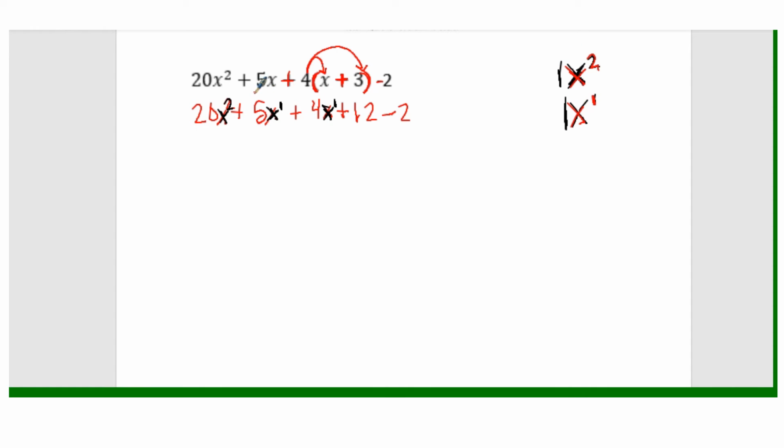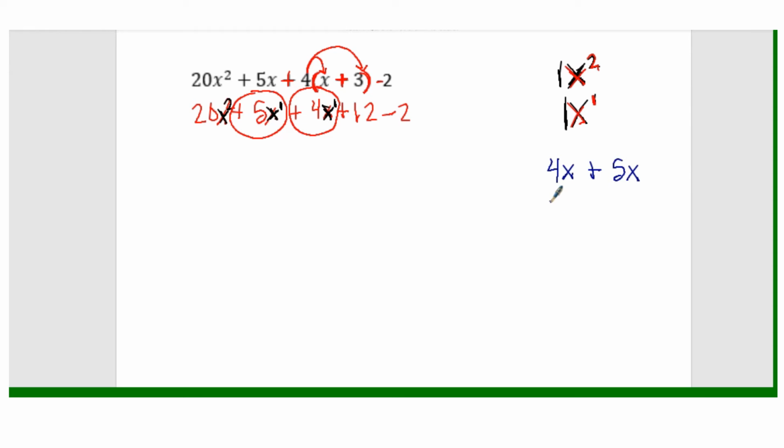So my only like terms are going to be this plus, and you always want to keep the sign, plus 5 times x and plus 4 times x. These are my like terms because they have the same variable raised to the same power. So when I combine that, now remember, you can factor out. So I have 4 times x plus 5 times x, and they're both positive. So you can factor out the x.